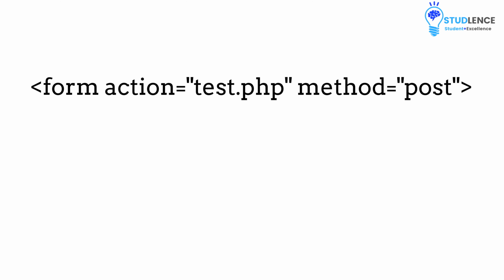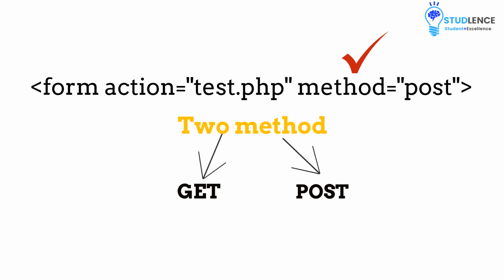Next to this we have the method attribute, where we've already seen that we have two methods to send the data. One is the post method and the other is the get method.